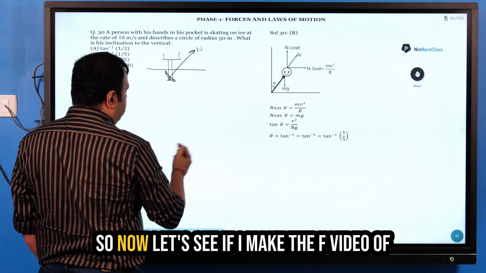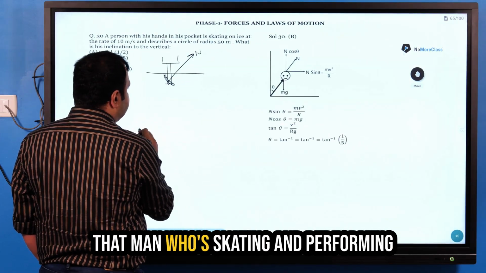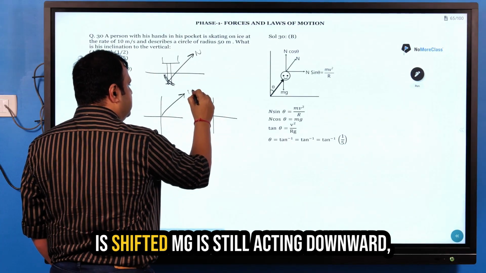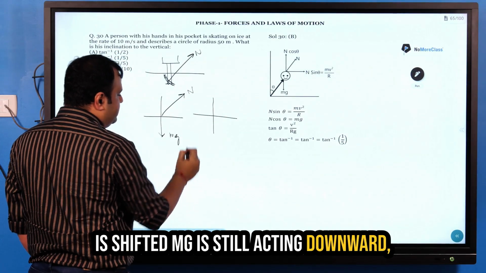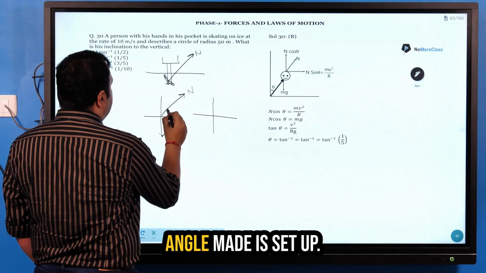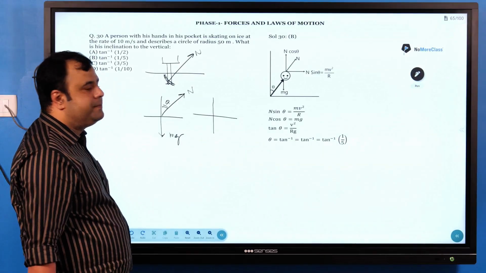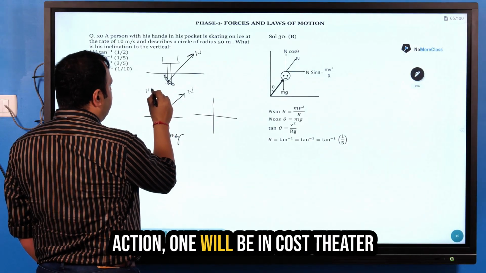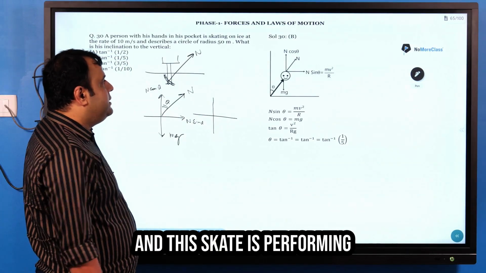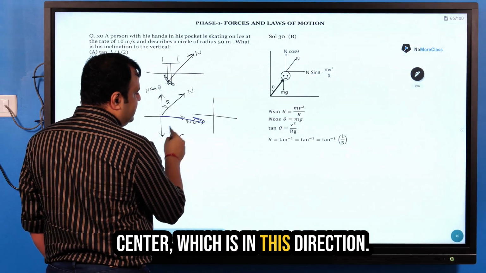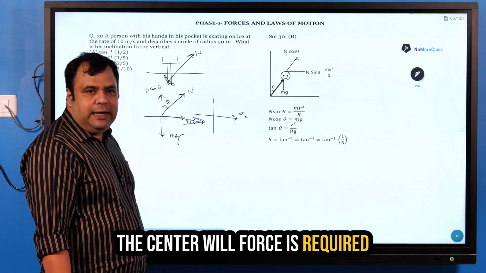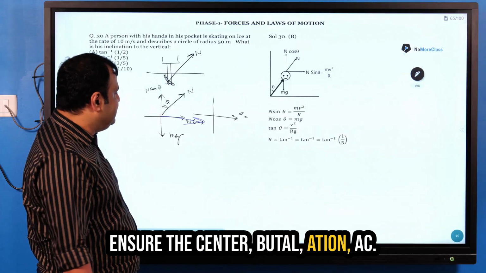So now let's see, if I make the FBD of that man who's skating, performing the circular motion, the normal reaction is shifted. mg is still acting downward. Let's say the angle made from the vertical is theta. So the normal reaction has two components, one N cos theta and one N sin theta. And this skater is performing circular motion towards the center, which is in this direction. The centripetal force is required, and that centripetal force will ensure the centripetal acceleration.